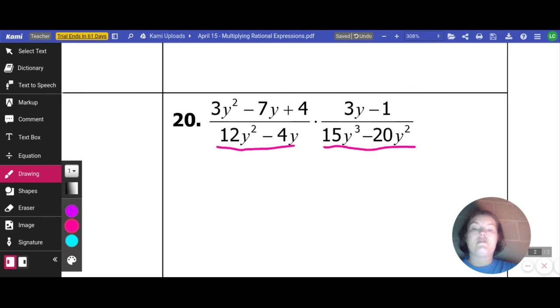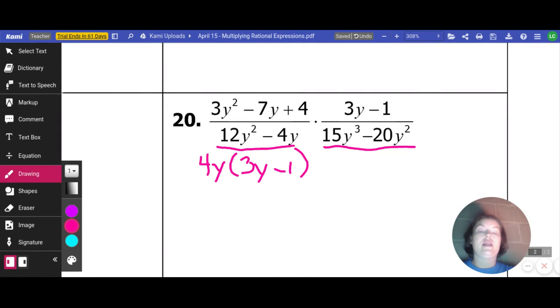So the GCF of the first one, the 12y squared minus 4y, I can pull out a 4 because 12 and 4 both divide by 4. And I can also pull out a y. All right. So what's left, 4y times 3y would give me 12y squared. 4y times negative 1 would give me negative 4y.